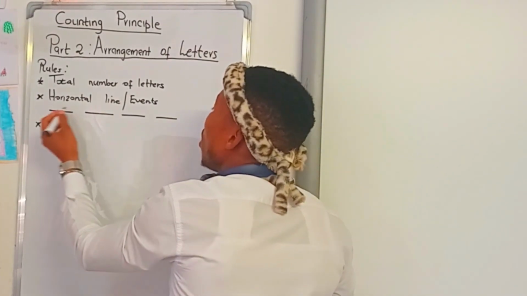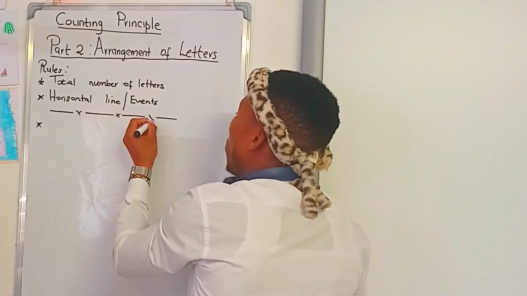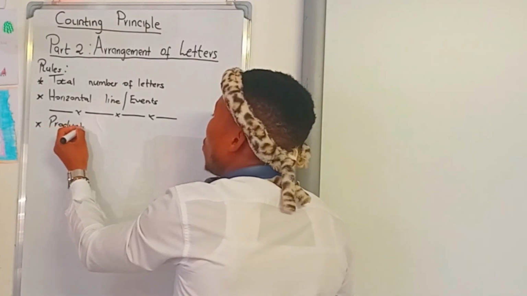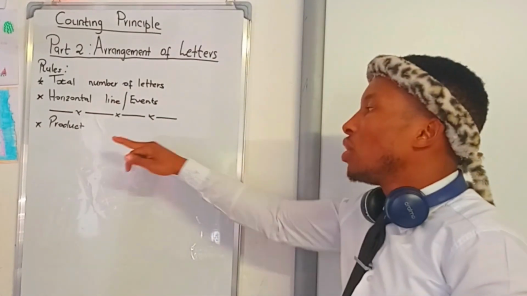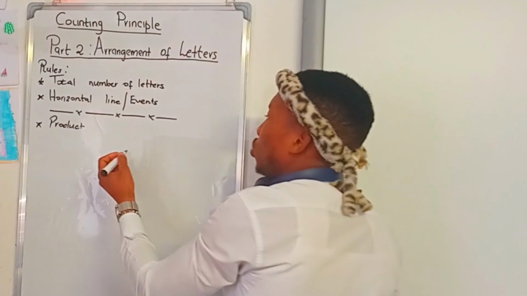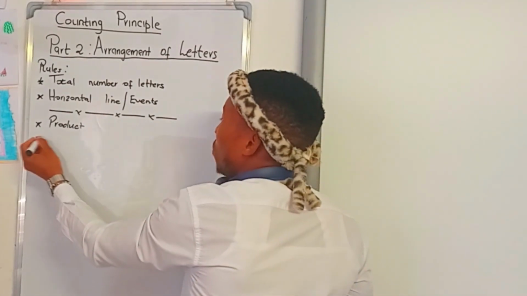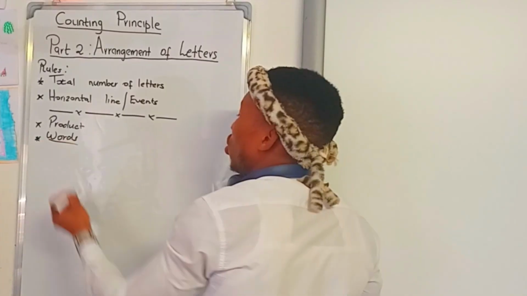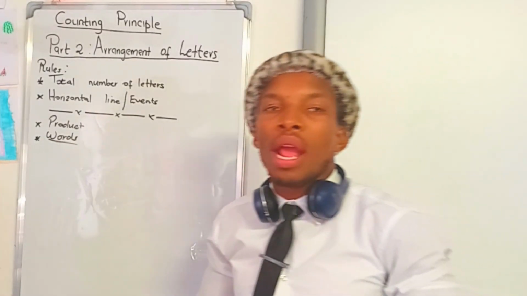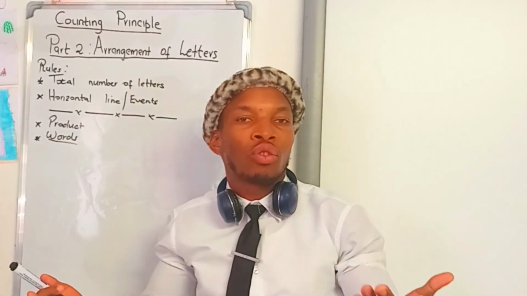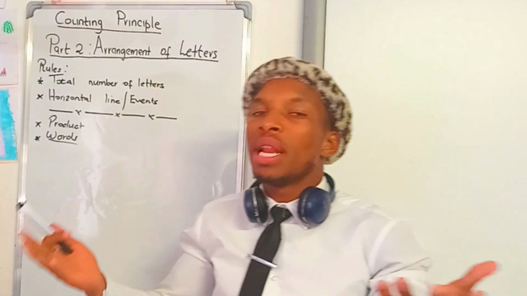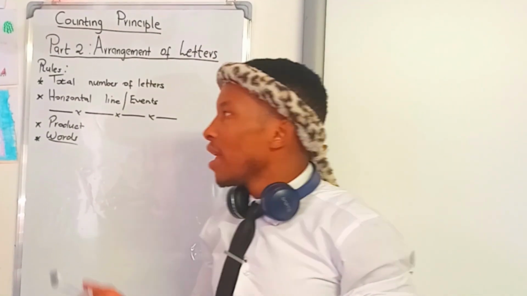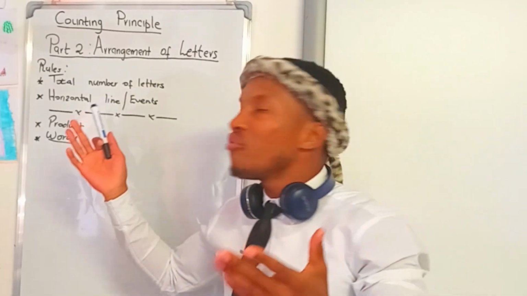Then the last point, we're going to put a multiplication sign between the horizontal line, the product between the line. Then after that, you need to write your answer in ways. Make sure your answer is in ways. If we are talking about how many arrangements of ways, that is going to be 4.